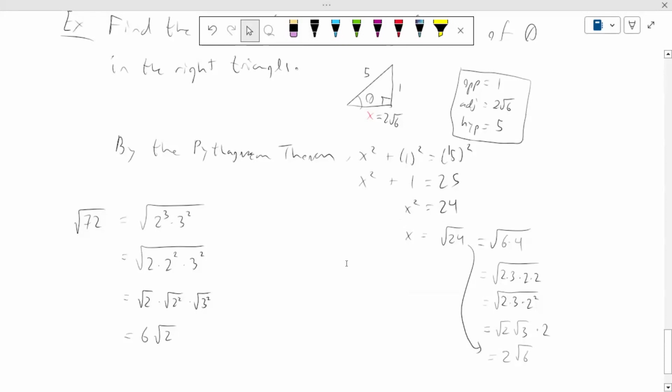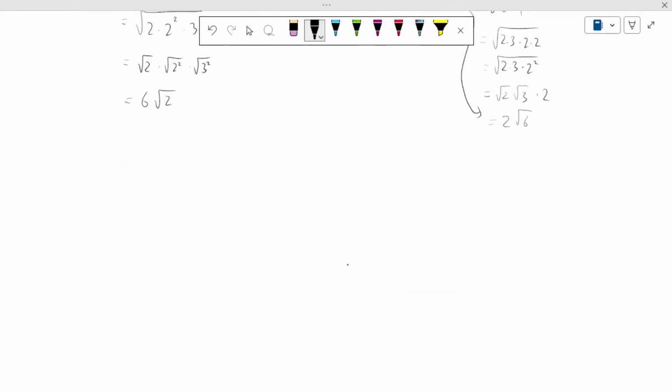I'm going to copy that information back down here so I don't have to keep looking up there. Opposite equals 1. Adjacent equals 2 square root of 6. Hypotenuse equals 5. So now, sine of theta, by definition, is the opposite side length over the hypotenuse length, so that's equal to 1 over 5. I could have done that without even doing the Pythagorean theorem stuff. You had enough information given to you at the start of the problem.